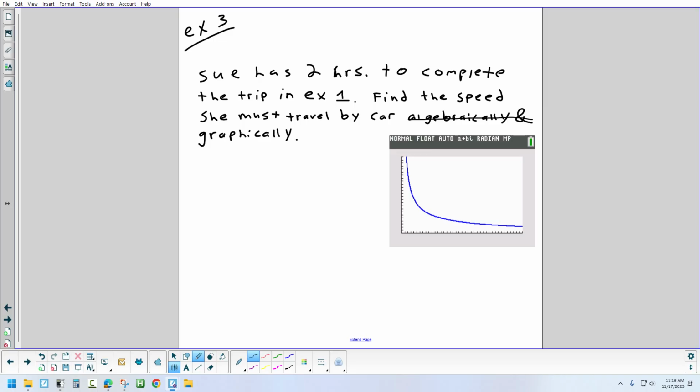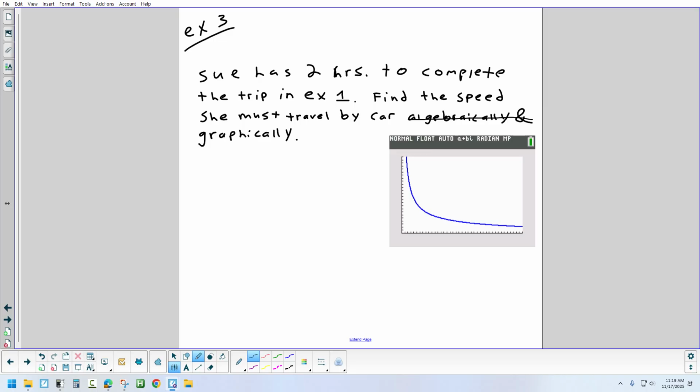So that blue line represents the time it takes Sue to complete the trip. What do you notice? If you look at that graph, what's it telling you? By looking at it, if that's the time it takes to complete the trip, what is that shape telling you?